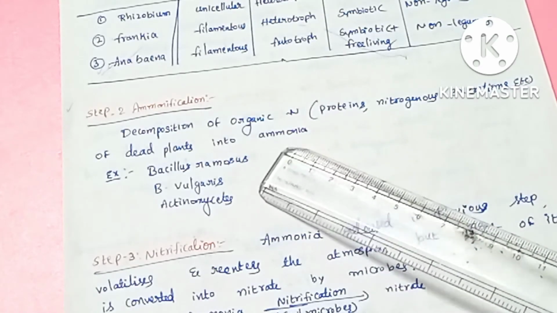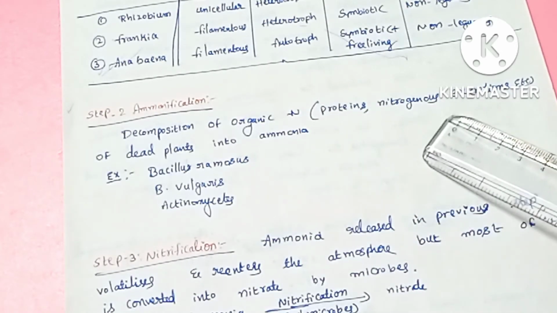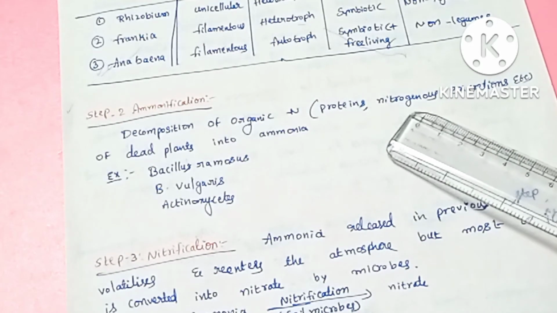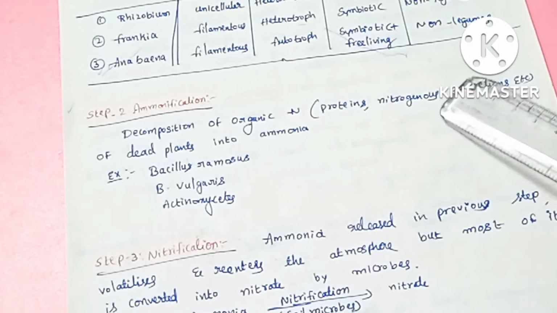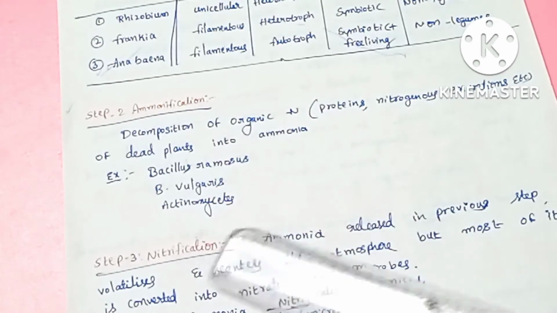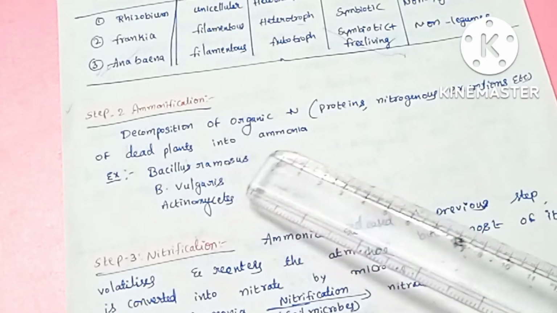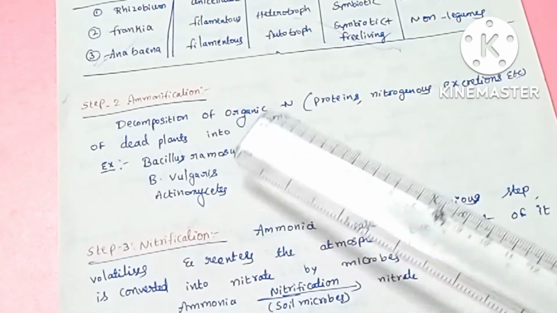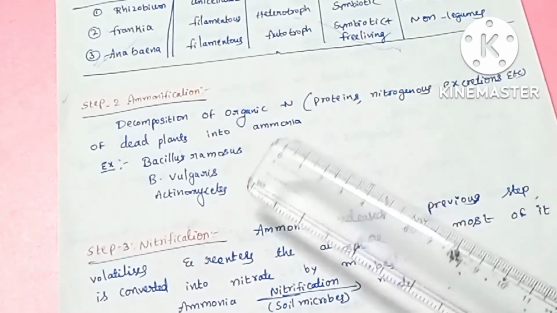Here the decomposition of organic nitrogen means what? Proteins and also the nitrogenous excretions. Nitrogenous excretions means urea, uric acid, ammonia. So those are called nitrogenous excretions of the different living organisms. Decomposition of all these, and also the plant bodies and animal bodies, which have some amount of nitrogen, right? All that nitrogen is decomposed into ammonia. The decomposition of organic nitrogen into ammonia is called ammonification, and that process is done by Bacillus ramosus, Bacillus vulgaris and Actinomycetes. So these bacteria convert the organic nitrogen to ammonia.